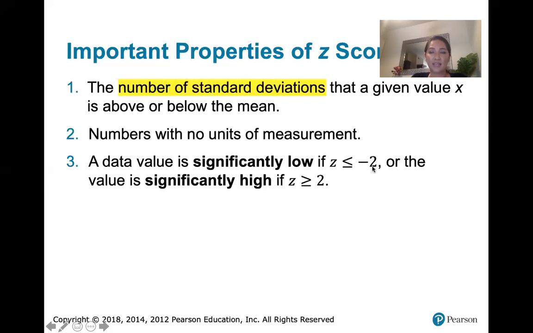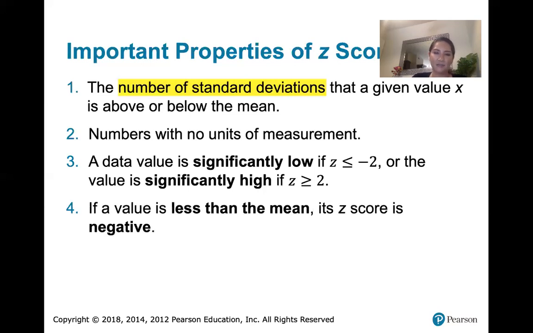Because remember what z equals -2 means. That means the data value is 2 standard deviations below the mean. If z is less than -2, that means the data value is more than 2 standard deviations below the mean, and it's below the mean because that z value is negative. We'll say that the data value is significantly high if the z-score is greater than or equal to 2, because z equals 2 means that the data value is exactly 2 standard deviations above the mean, and if z is greater than 2, that means the data value is more than 2 standard deviations above the mean. So we would say it's significantly high.